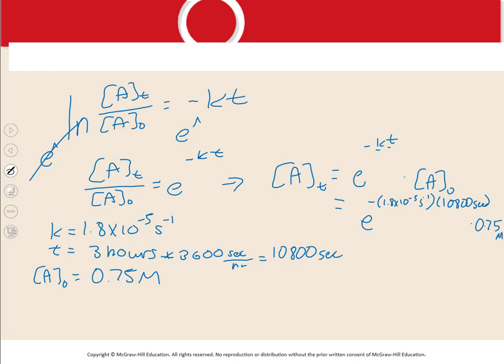Now, should our concentration go up or down? Down. This is a reactant, so its concentration should go down. So that's another way you're making sure you're on track. Your concentration should decrease. So we should get a number smaller than 0.75.